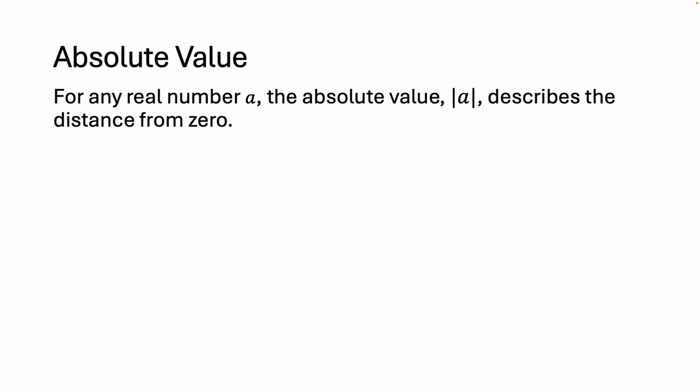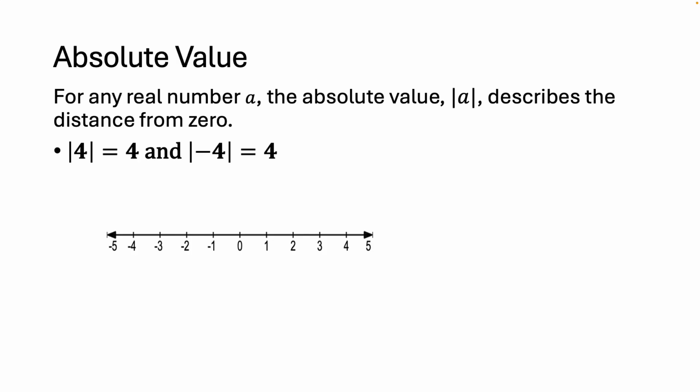Let's start with reviewing a few important concepts about absolute value. For any real number a, the absolute value of a describes the distance from 0. For example, the absolute value of 4 is 4, and the absolute value of negative 4 is 4. This is because if you look at the number line, the number 4 is 4 units away from 0, and the number negative 4 is also 4 units away from 0.